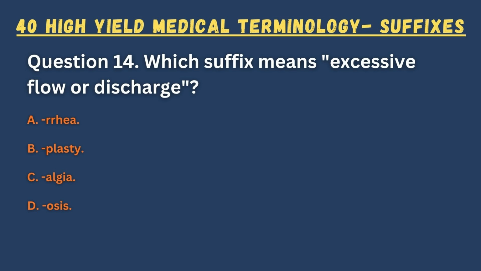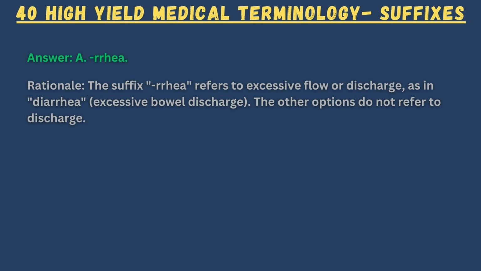Question 14. Which suffix means excessive flow or discharge? A. -rhea. B. -plasty. C. -algia. D. -osis. Answer: -rhea. Rationale: the suffix -rhea refers to excessive flow or discharge, as in diarrhea, excessive bowel discharge. The other options do not refer to discharge.